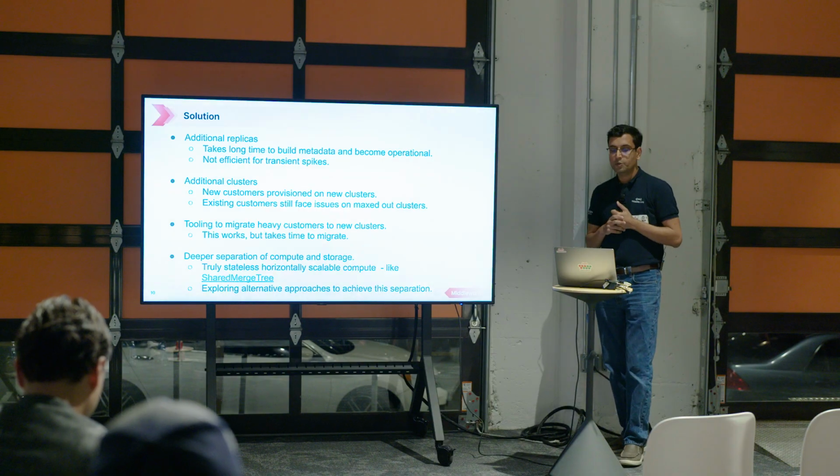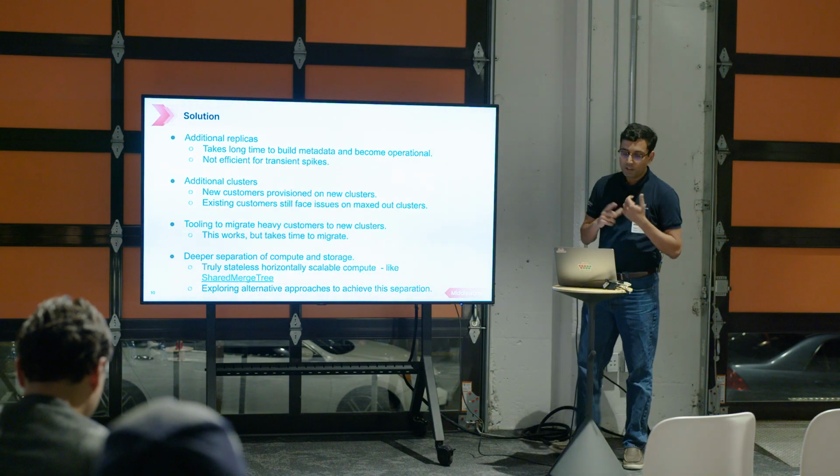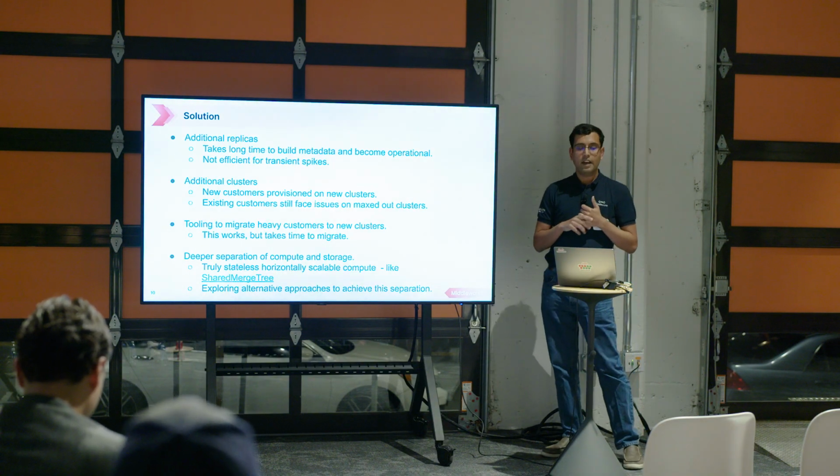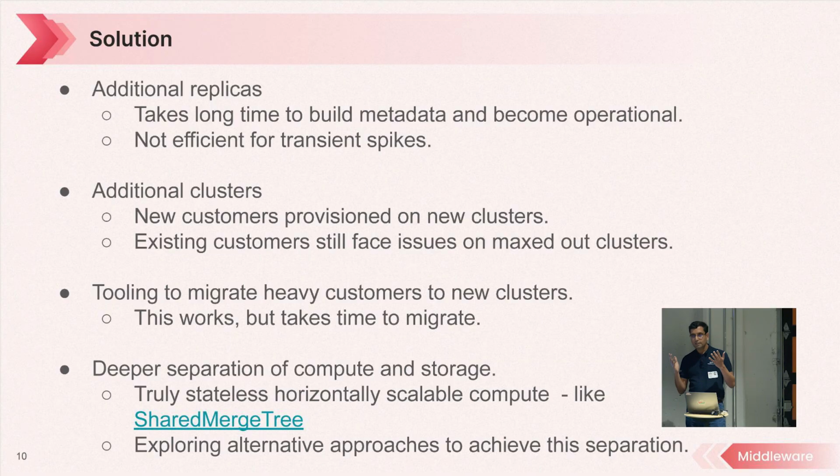What are some of the solutions we tried? One solution we have tried is adding more replicas. Easy, right? I mean, logical. You add more replicas and your problem might be solved. But that's not what we observed. What happens is, given the amount of metadata that ClickHouse has, each cluster might have in the order of 200 terabytes or more of data that it is managing.